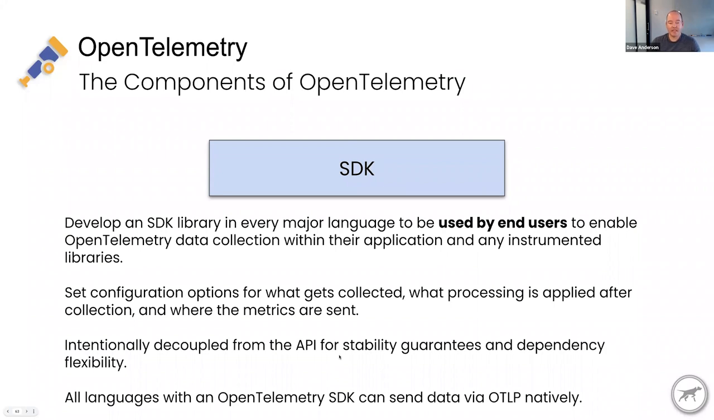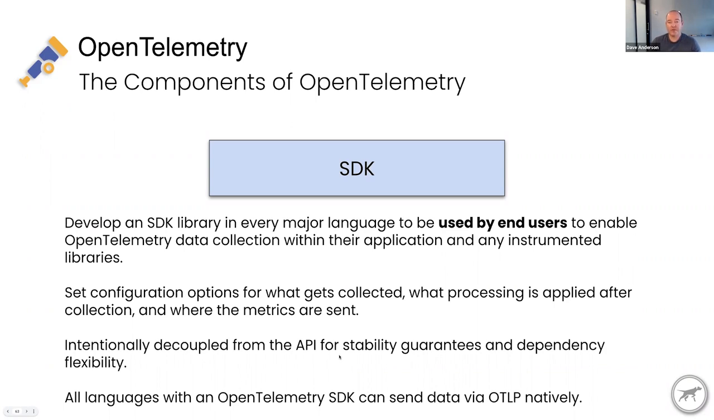You use the SDK to set configuration options for what gets collected, what processing is applied after the collection, and where the metrics are sent. And I just discussed that it's intentionally decoupled from the API for stability guarantees and dependency flexibility. And all languages with an OpenTelemetry SDK can send data via OTLP natively. So that's an important part.